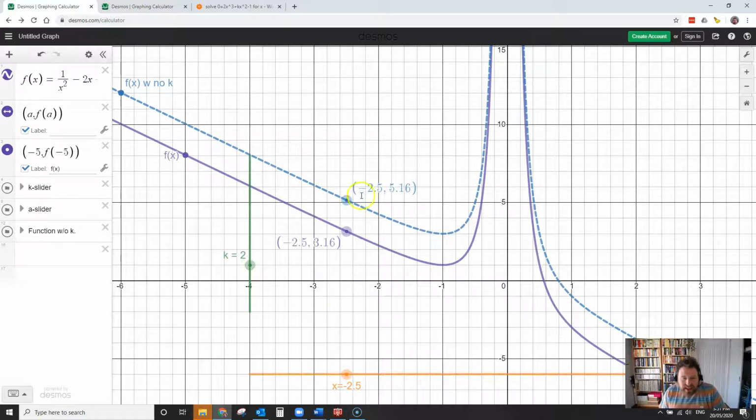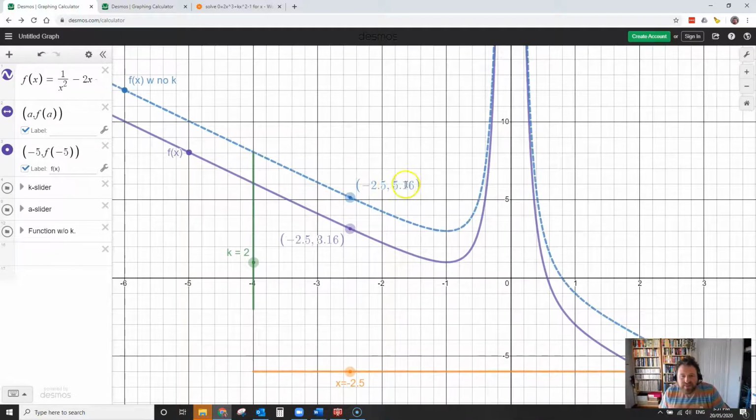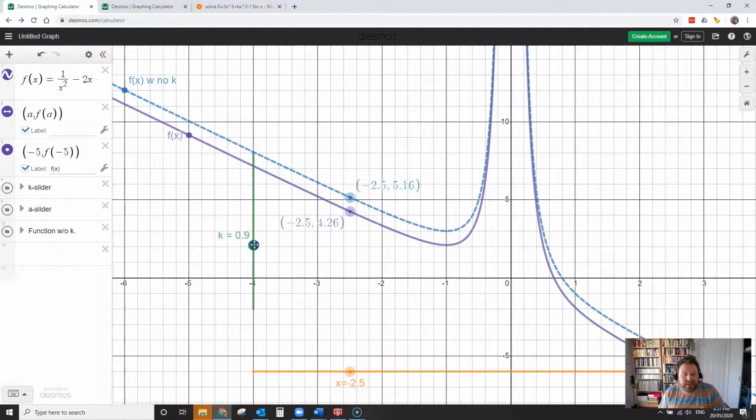And we can see that if we plug in a certain x value here, on the blue graph we get 5.16. On the purple graph we get 3.16. What's k? It's 2. So what's k doing? It's just minusing 2 off whatever values we have. If we make k equal to 1, there we go, then there's just 1 between these.